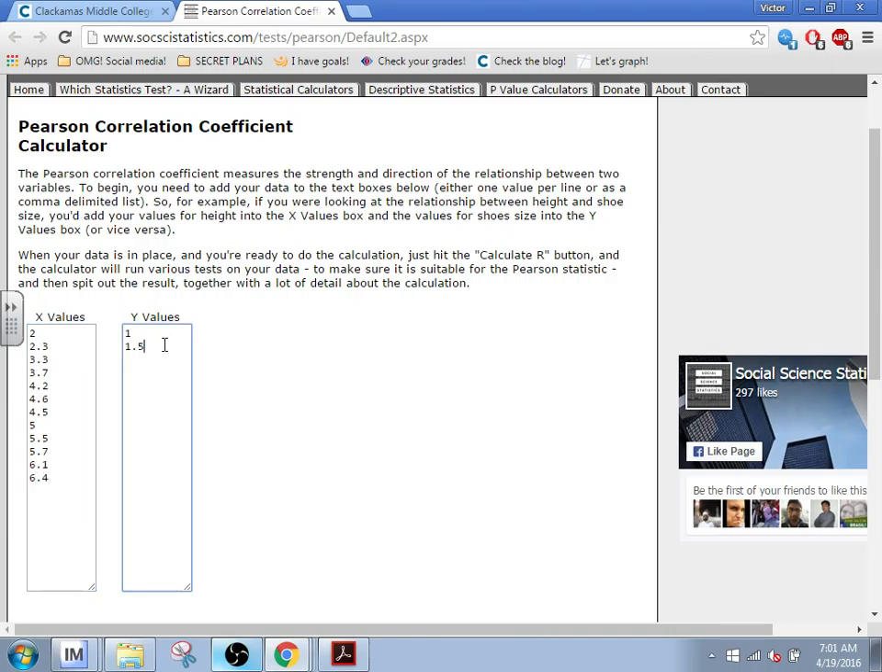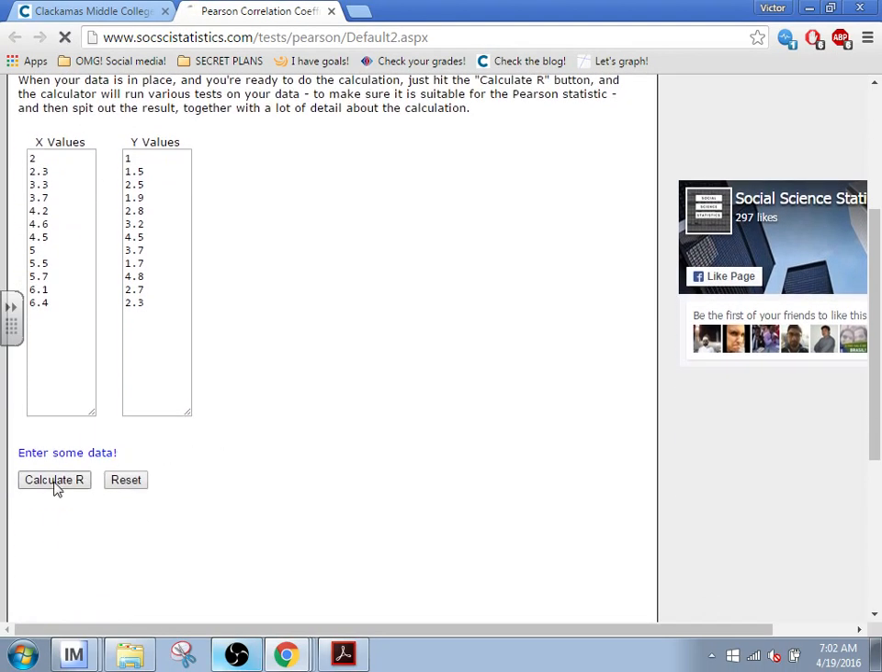And then I'm going to do all my Y values. So I already did 1.5. That was my second one. So 2.5, 1.9, 2.8, 3.2, 4.5, 3.7, 1.7, 4.8, 2.7, 2.3. Okay, and I make sure that they're all right, give them a little once over, and I'm going to hit my calculate R.